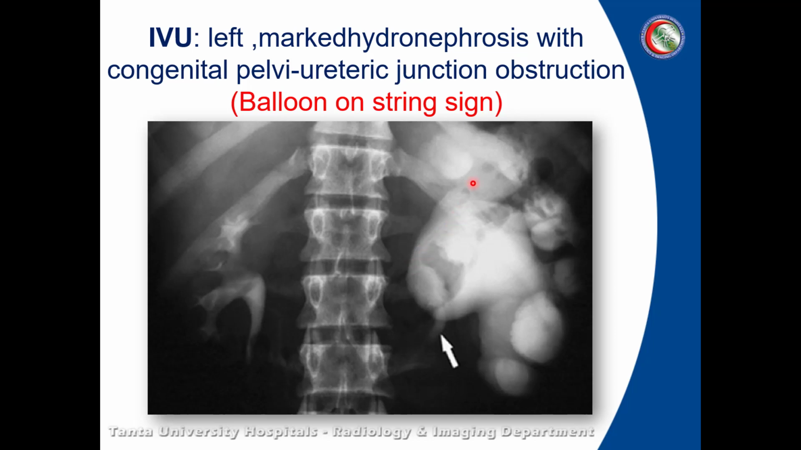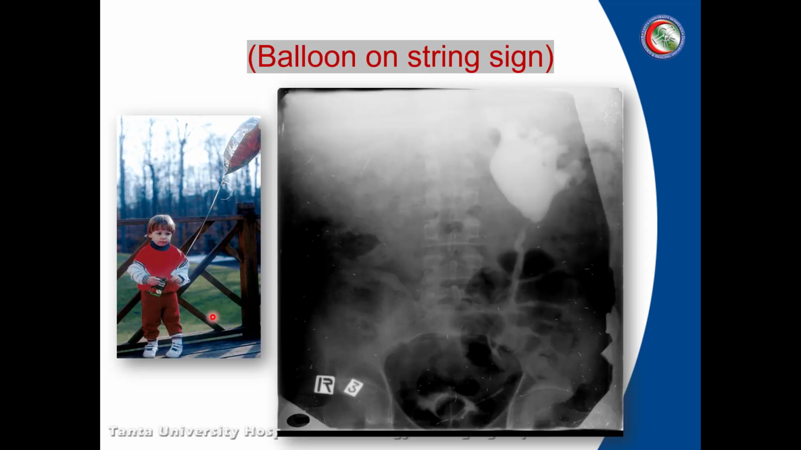This is IVU, as we can see contrast filling the pelvic calyceal system, showing marked hydronephrosis or marked dilatation and ballooning of the renal pelvic calyceal system with ballooning of the renal pelvis. At the pelvic-ureteric junction there is obstruction with normal caliber ureter on this side. So this is IVU showing left marked hydronephrosis with congenital pelvic-ureteric junction obstruction, giving this picture the appearance of a balloon on a string sign like this image. It is a case of congenital PUJ obstruction.